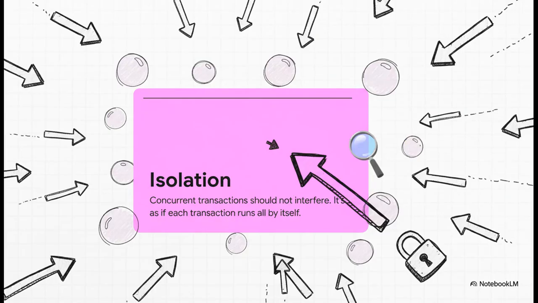Then we get to I for isolation. In any busy system, you could have thousands of transactions happening at the very same time.